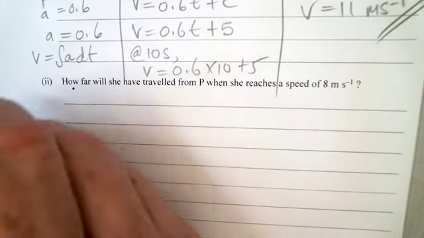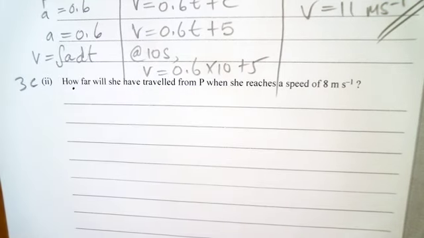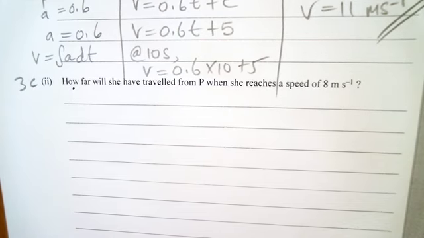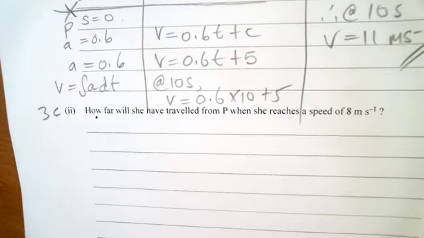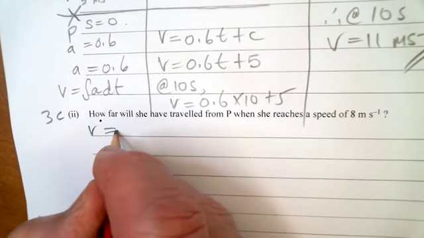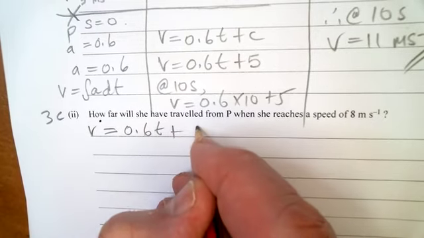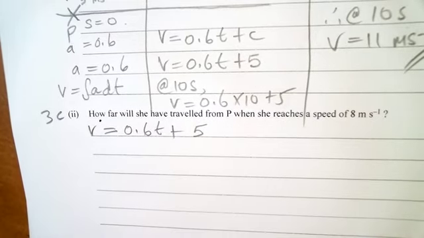Right, this is question 3C, part 2. And it says, how far will she have travelled past P, or from P, when she reaches a speed of 8 meters per second? So first of all, let's start off with velocity. We know velocity, it was equal to, here it is, 0.6t plus 5. There it is.